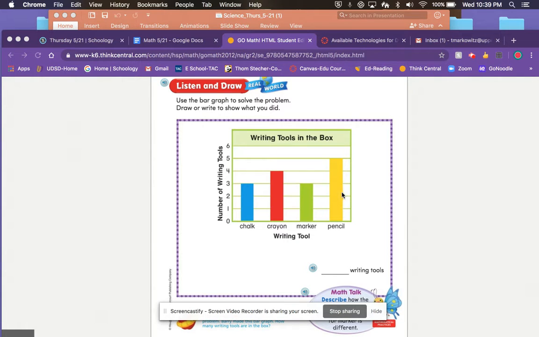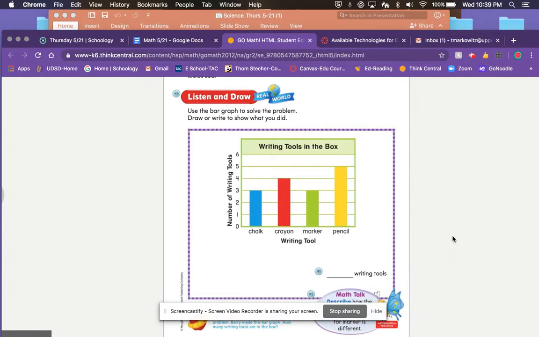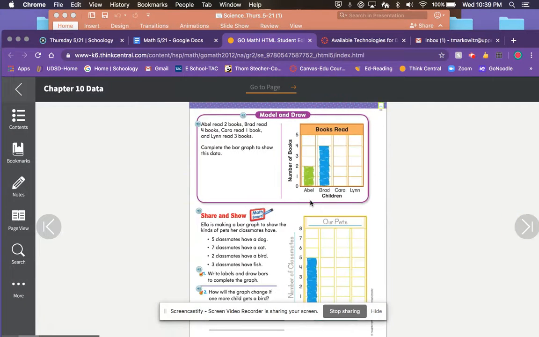Each of these are a type of writing tool, so you need to put them together and write down your answer. Okay, if we go to the next page, Abel read 2 books, Brad read 4 books, Kara read 1 book, and Lynn read 3 books. Complete the bar graph to show this data. Now you can use colors, you can use a pencil, that's fine. If you notice here though, Kara and Lynn are not graphed yet. You have to use the information over here in the box.